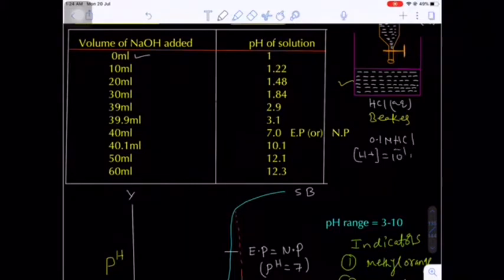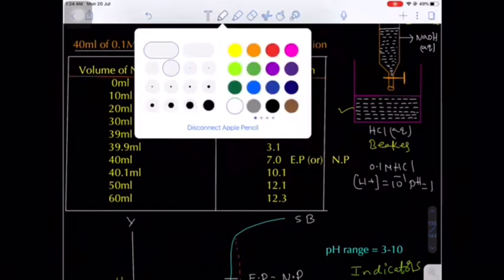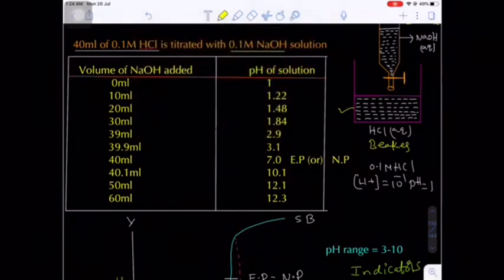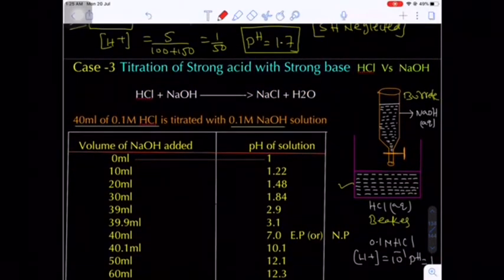Now, the hydrochloric acid we have in the beginning is 0.1 molar. That means the H plus ion concentration will be 10 raised to minus 1, and the pH of the solution is 1. So this is the pH of the solution at 0 ml of NaOH, when the reaction has not started. The initial pH of the solution in the beaker is 1.